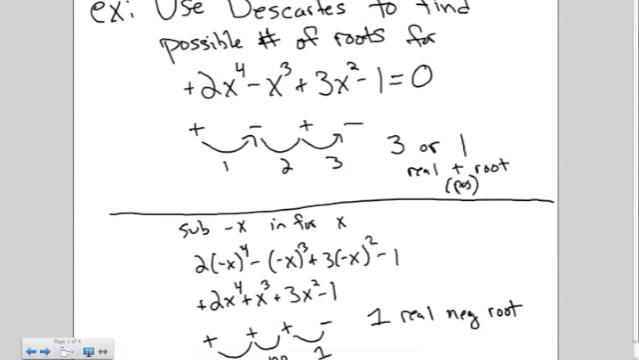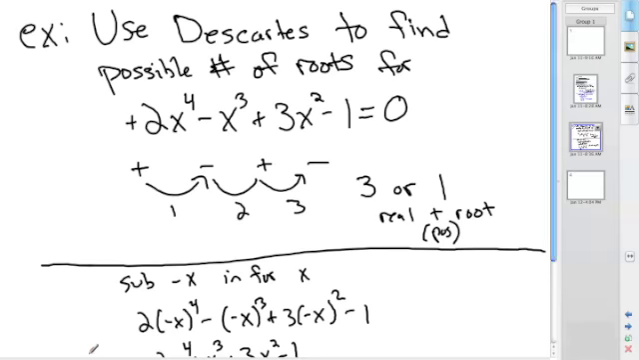Again, Descartes' rule of signs is seeing how many times you go from positive to negative or negative to positive. So in the original, we changed signs 3 times. So that's always for the real positive side. You substitute in negative x to check the negative side, and we only had 1 sign change. So we have 1 real negative root. Now let's check out the graph to see if we have 3 or 1 real roots on the positive side.